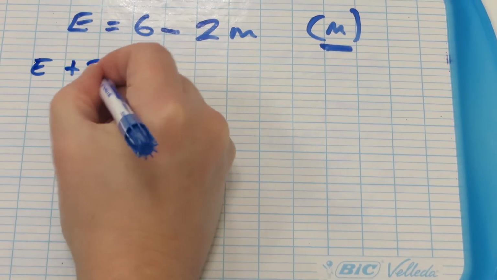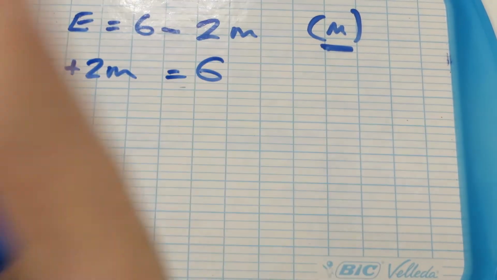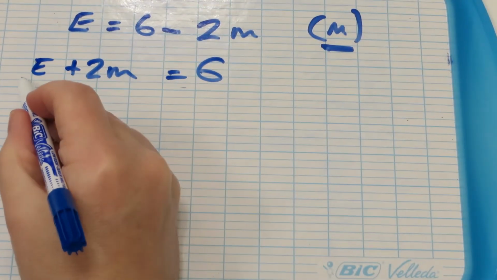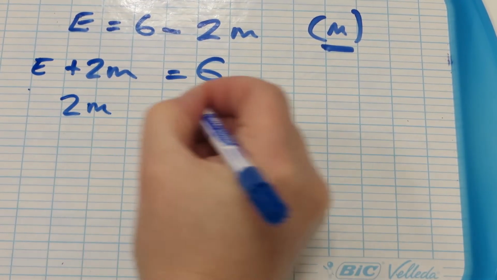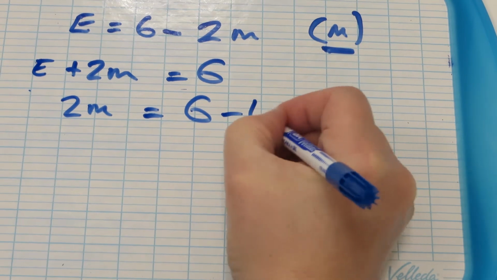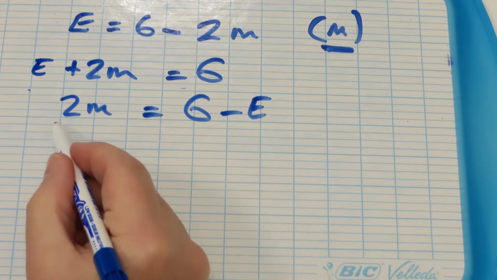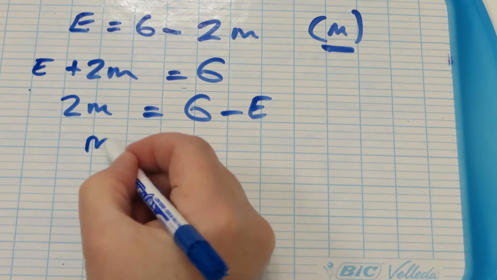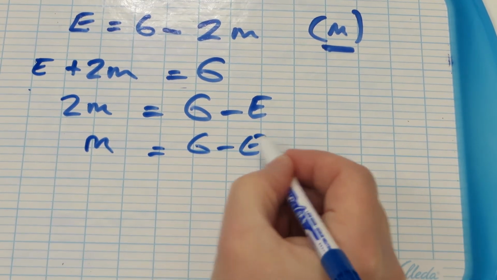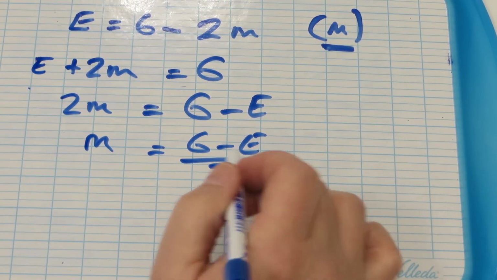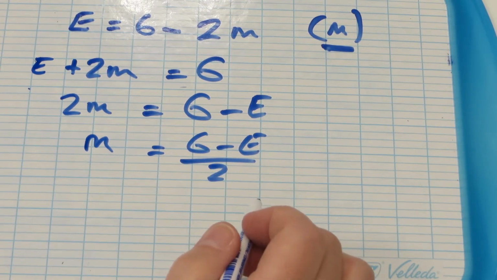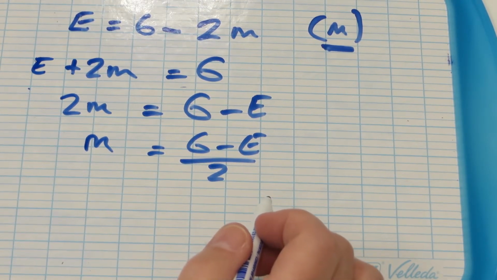That will be e plus 2m equals 6. If we now look to remove the e from this side, that means we will have to subtract the e. We'll end up with 2m equals 6 minus e. We're now left with a multiply by 2, so we divide by 2. So m equals 6 minus e divided by 2. Remembering, of course, that you need to divide the entire section by 2 and not just part of that section.